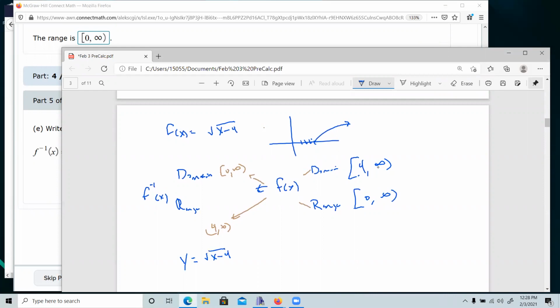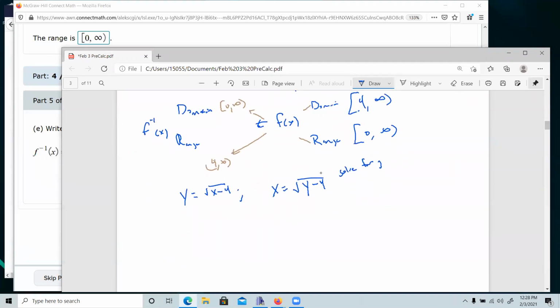And then what we're going to do is swap. So we get x is equal to the square root of y minus 4. Now we're going to solve for y. So this is going to be x squared is equal to y minus 4. Put this on the other side now, so we get x squared plus 4 is equal to y.